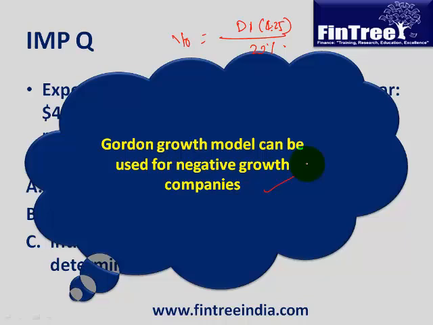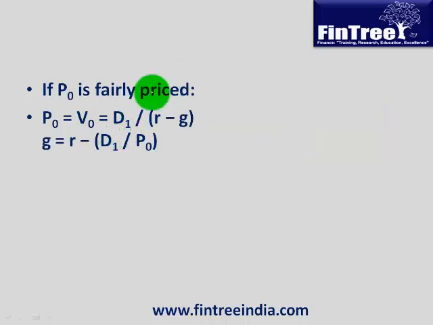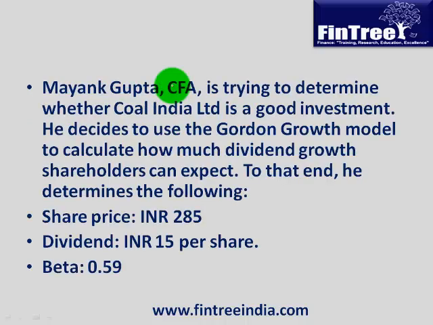Do you want to take a break? Okay. Now reverse calculations. Calculate and interpret the implied growth rate using GGM and current stock price. So we've seen how equity valuation can be used to infer market expectation. So if you have a stock price, can you find out G there? This is a formula, but I think you can solve it without a formula. Start.